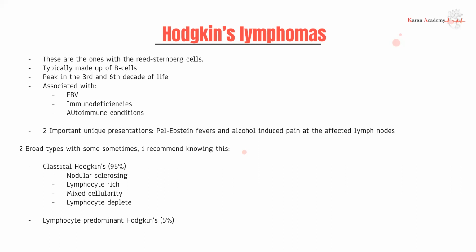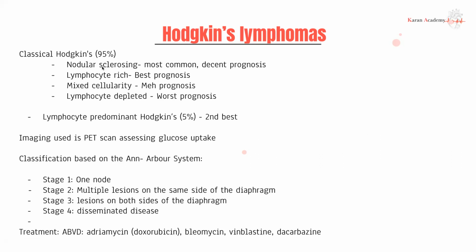You also have two broad types. So you either have classical Hodgkin's or lymphocyte predominant Hodgkin's. The classical Hodgkin has 4 subtypes. I would recommend you know this for your pathology exams. So nodular sclerosing, which presents with a rose flower pattern, lymphocyte rich, lymphocyte deplete, and mixed cellularity. So talking about these, nodular sclerosing is the most common. When we treat Hodgkin's lymphoma, the more the lymphocytes, the better, is how I think about it. So lymphocyte rich is going to have an excellent prognosis. Lymphocyte deplete is going to have the worst prognosis, and mixed cellularity is going to be somewhere in between.